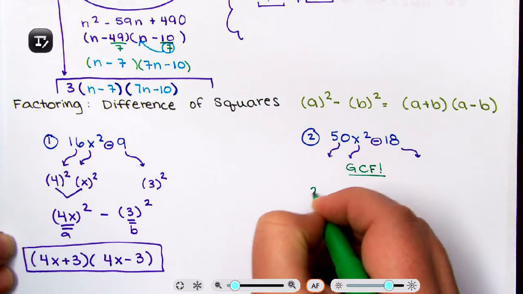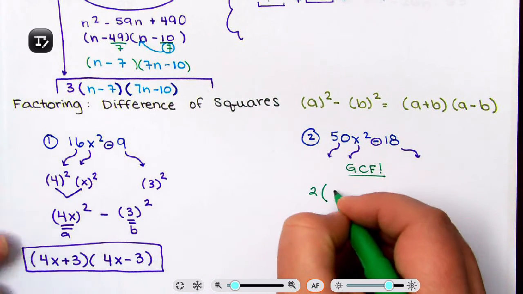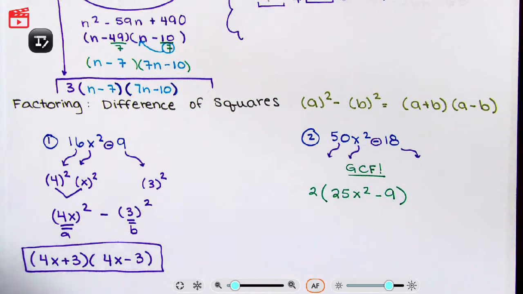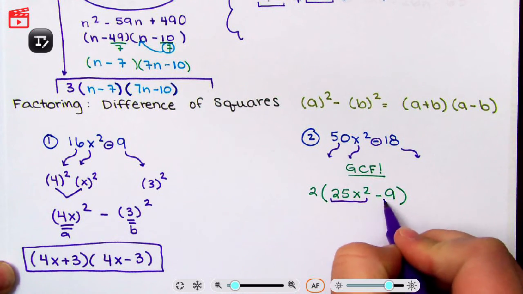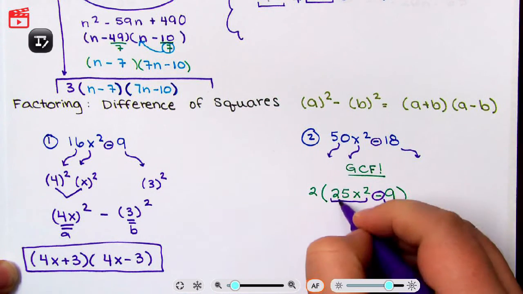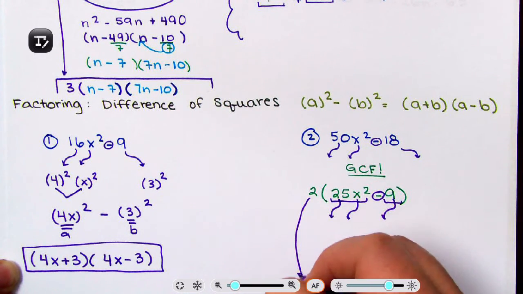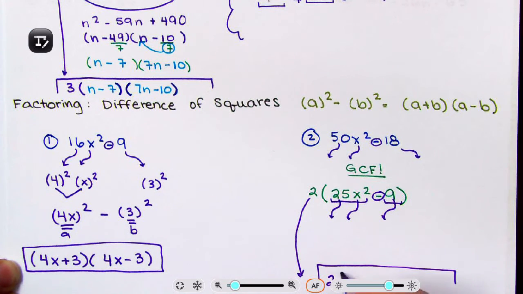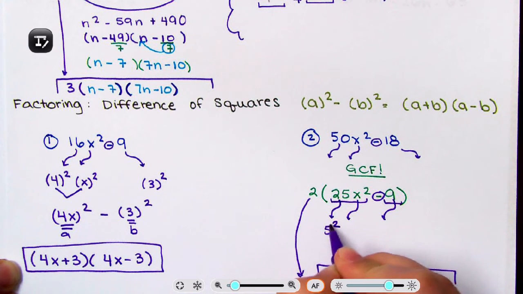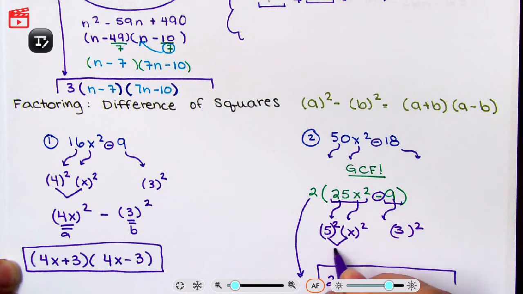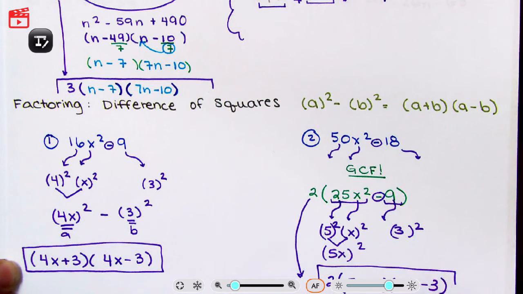So I'm going to say 2 is being pulled out, which gives me 25x squared minus 9 left over. Now notice I still have a binomial, 2 terms with a minus on the inside. 25 is a perfect square, x is a perfect square, 9 is a perfect square. I'm going to bring this 2 down in my answer bubble so I don't forget about it. So I have 5 squared times x squared, and here I have 3 squared. Again, make sure you put your bubbles together. So I have 5x plus 3 times 5x minus 3.